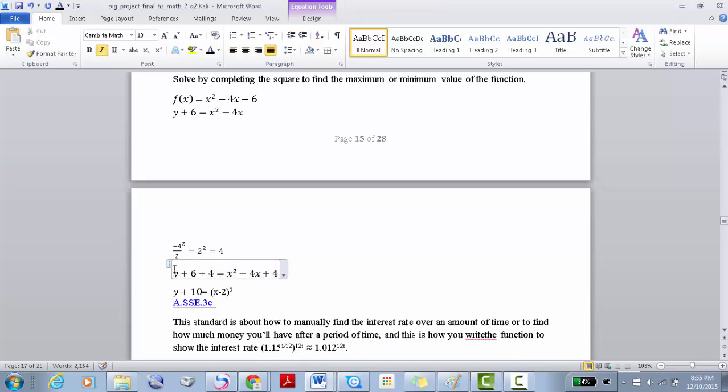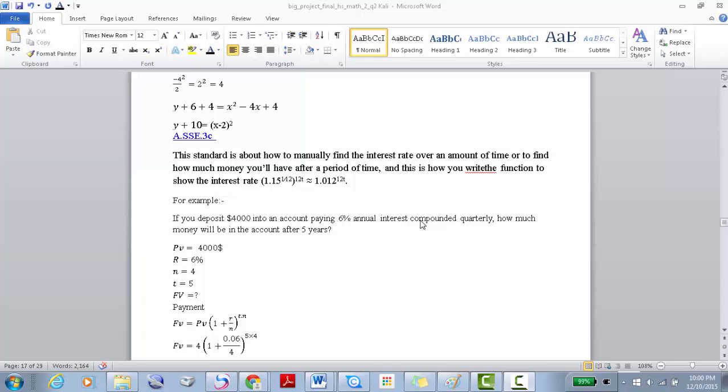Like I wrote over here, we add 4 to both sides, and so y plus 6 plus 4 equals x squared plus 4x plus 4. That's what we end up with. And then we have to simplify this, which will be y plus 10 equals x minus 2 to the power of 2. The reason why it's x minus 2 to the power of 2 is because we factorized x squared minus 4x plus 4.